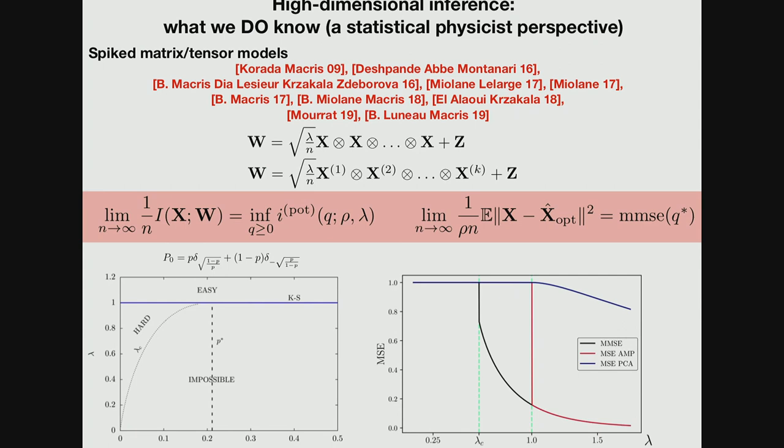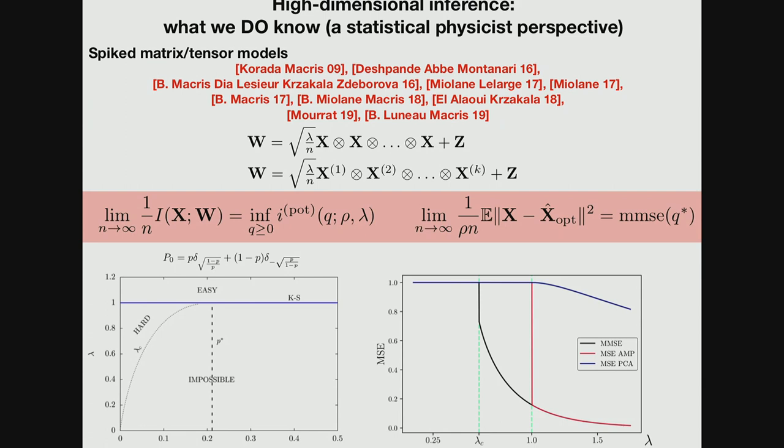Before entering the problem, let me start with a very biased review of what's been going on in high-dimensional inference these last 10 years. Again, it's highly biased, and it's really my statistical physics perspective. One class of problems that has attracted a lot of attention is the so-called spiked matrix or tensor models, which are the planted version of the P-spin model in physics, or the bipartite or tripartite P-spin model. The aim here is that you have access to a tensor of data and you want to infer the signal which is hidden there.